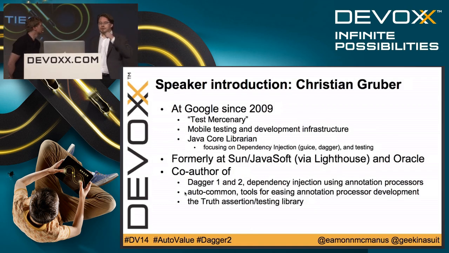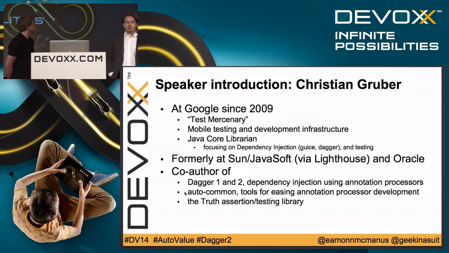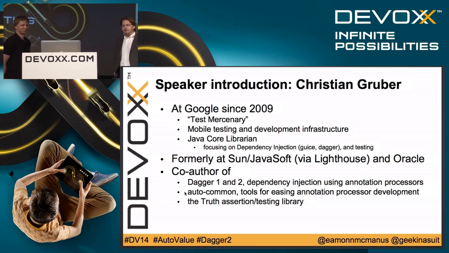Okay, over to Christian. Hi, so I'm a Googler as well. I've been with Google since 2009. I was part of a test mercenary group, which has been blogged about by one of the former test mercenaries. Won't talk about that. Right now I'm part of the Java core libraries team. You'll probably know them as the group responsible for Guava, but my focus is on Dagger, which is compile-time dependency injection, and I'll talk a little bit more about that. Also formerly Oracle and Sun way back in the 90s. And apart from having done annotation processors with respect to Dagger, I was also part of AutoCommon, a set of tools that we'll talk about a little bit, and I was part of creating the Truth assertion testing library.